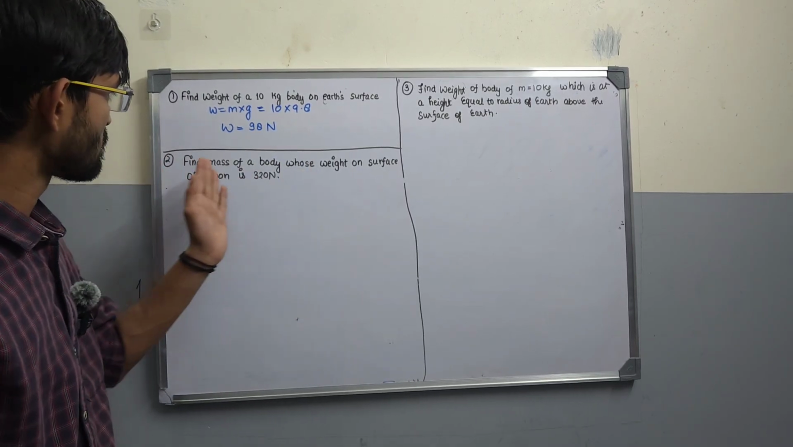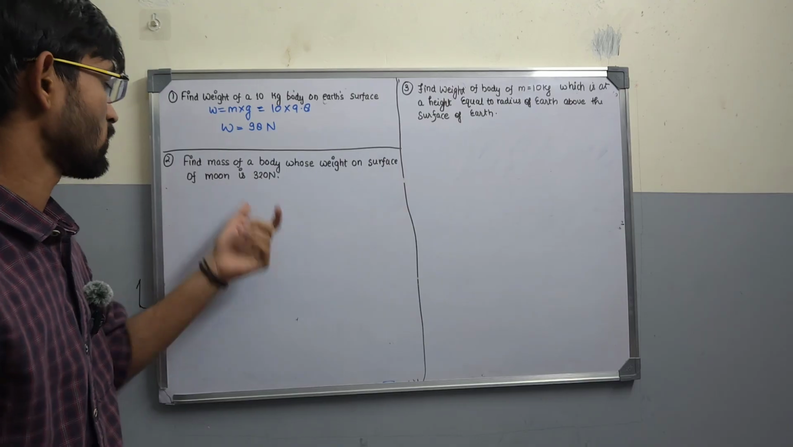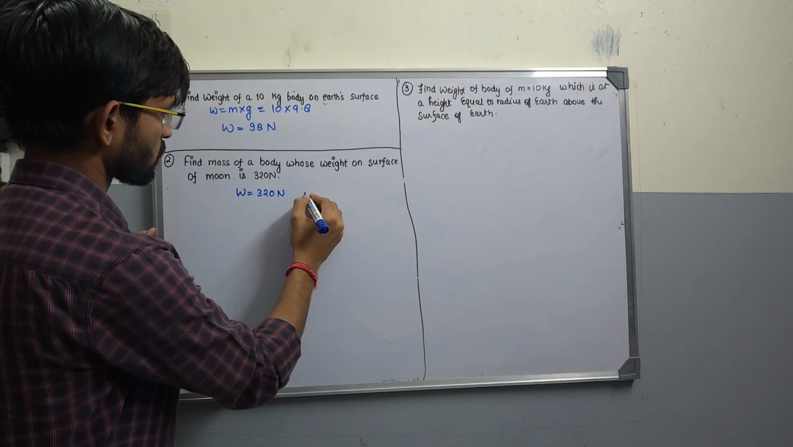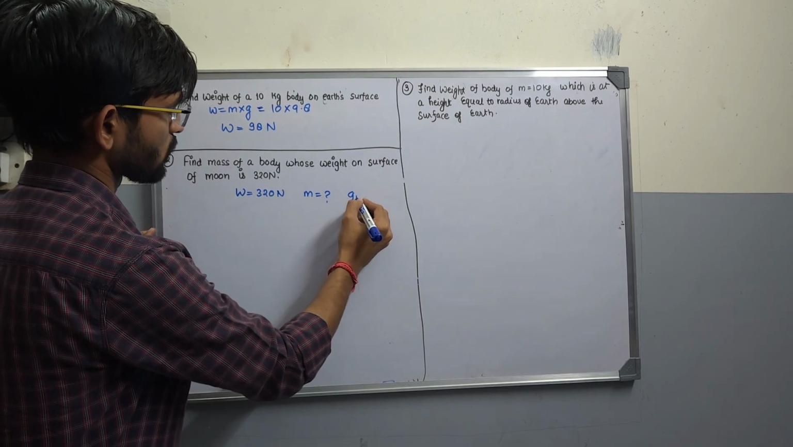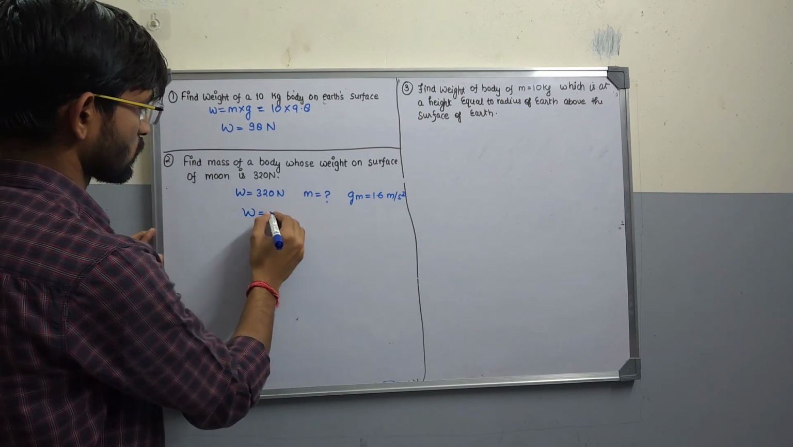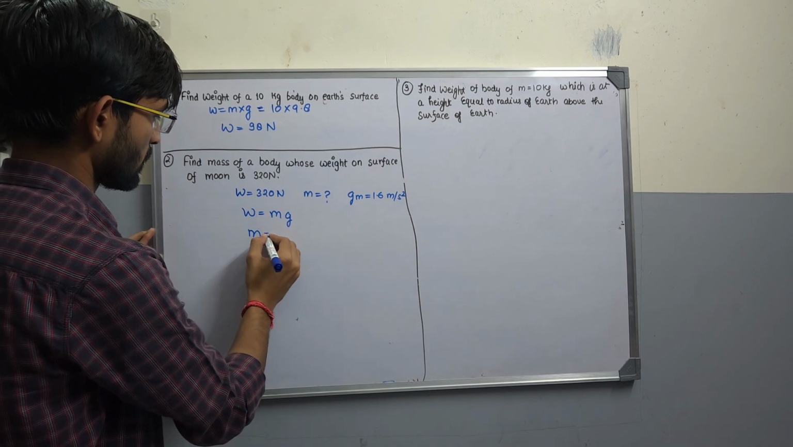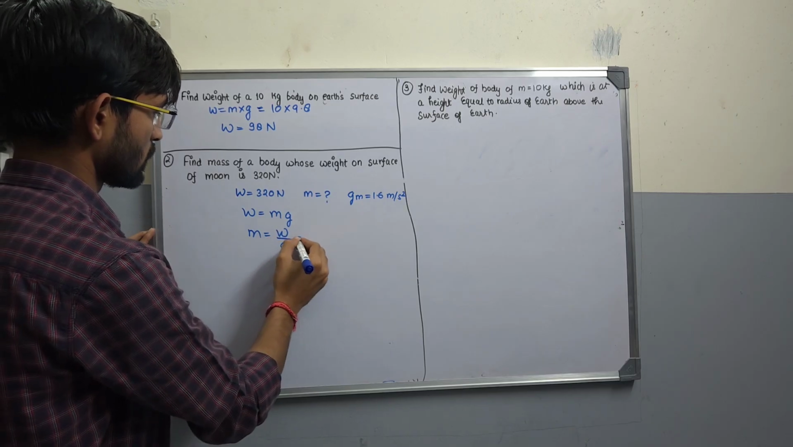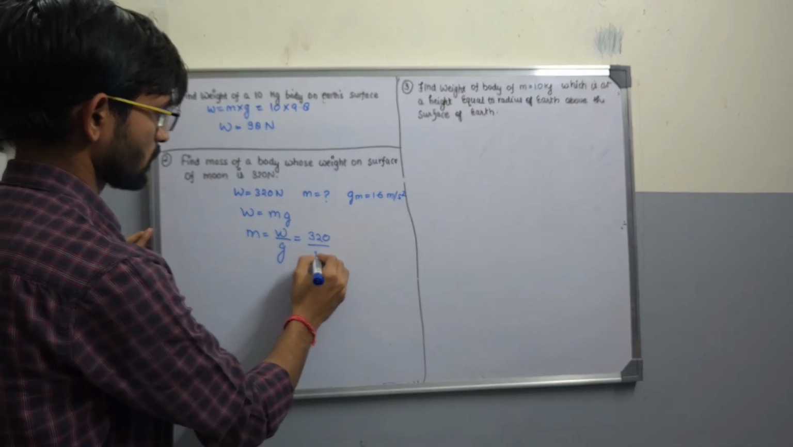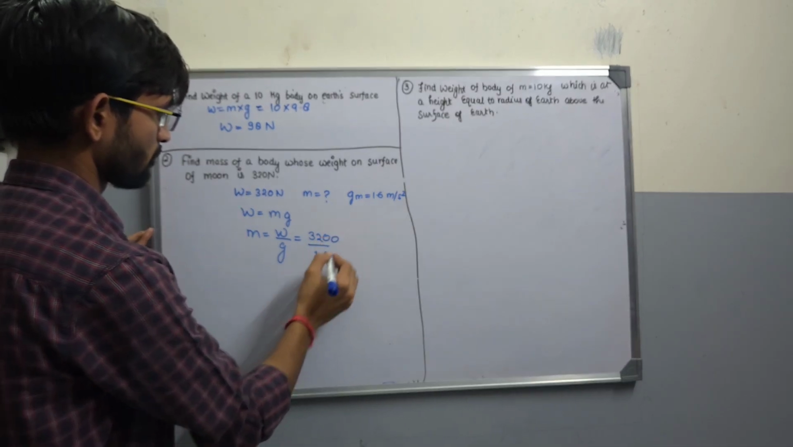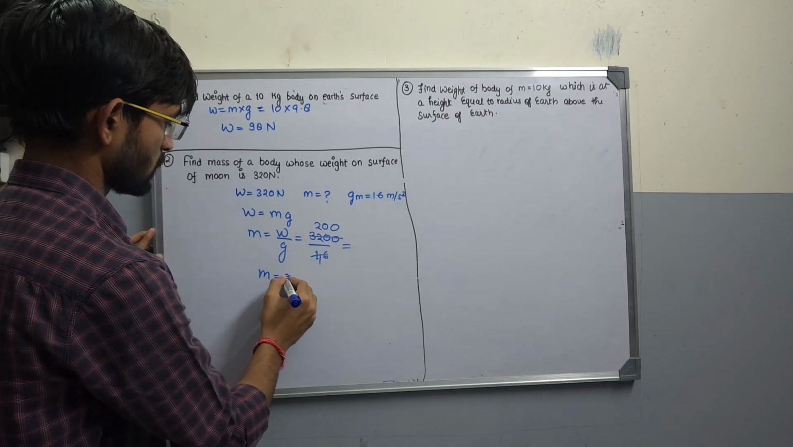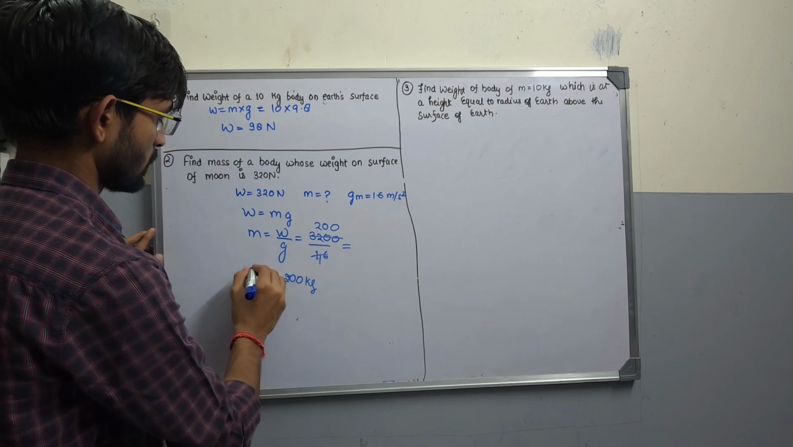Move to second question. Find mass of a body whose weight on surface of moon is 320 Newton. Means weight is given 320 Newton. We have to find mass, and g at surface of moon is 1.6 meter per second square. So as you know, W equal to mg, so m equal to W by g. W means weight is 320 and acceleration due to gravity on moon 1.6. So this will be 200. So mass is 200 kg.